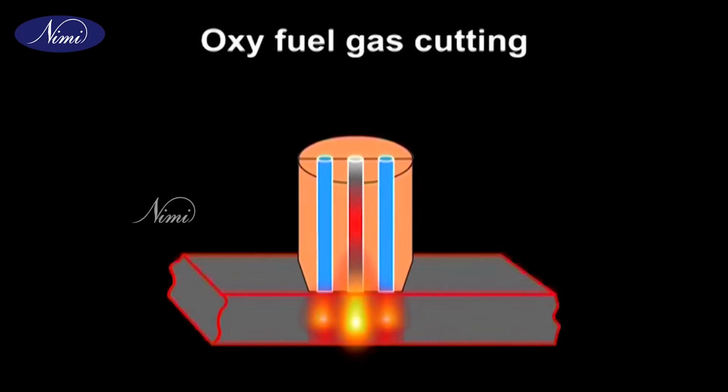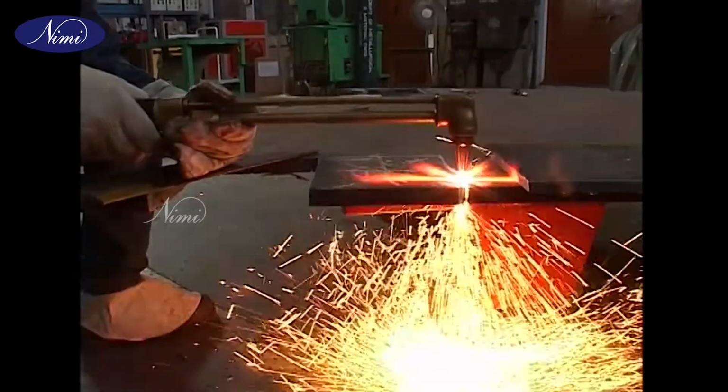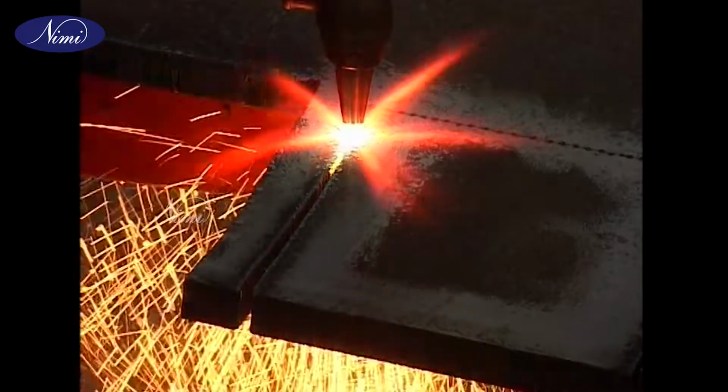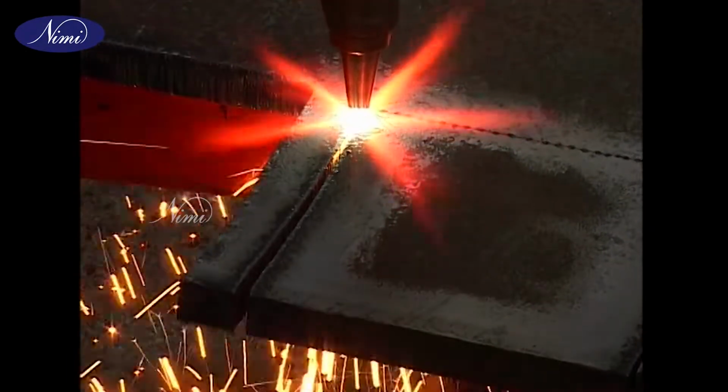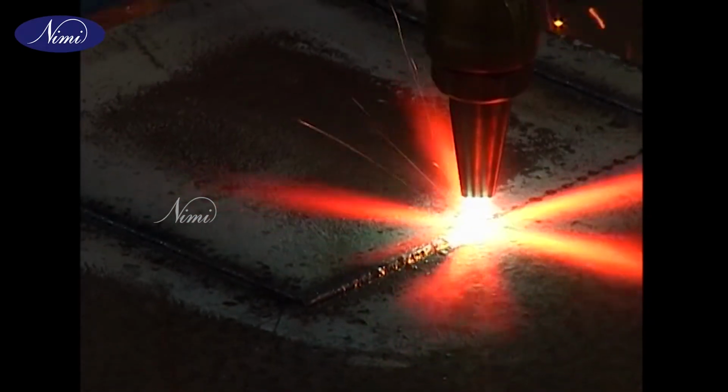Secondly, a stream of oxygen is directed onto the metal, which oxidizes the metal and cuts it. Remember, both these operations are done simultaneously by using a single torch called the blowtorch. To get a fine cut, the torch is held firmly and moved at a uniform speed, slowly and steadily.